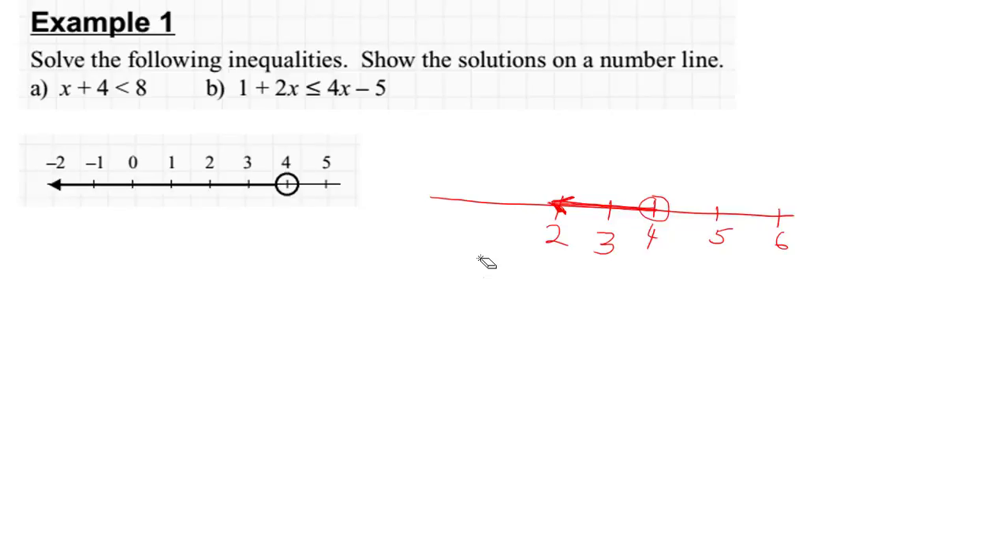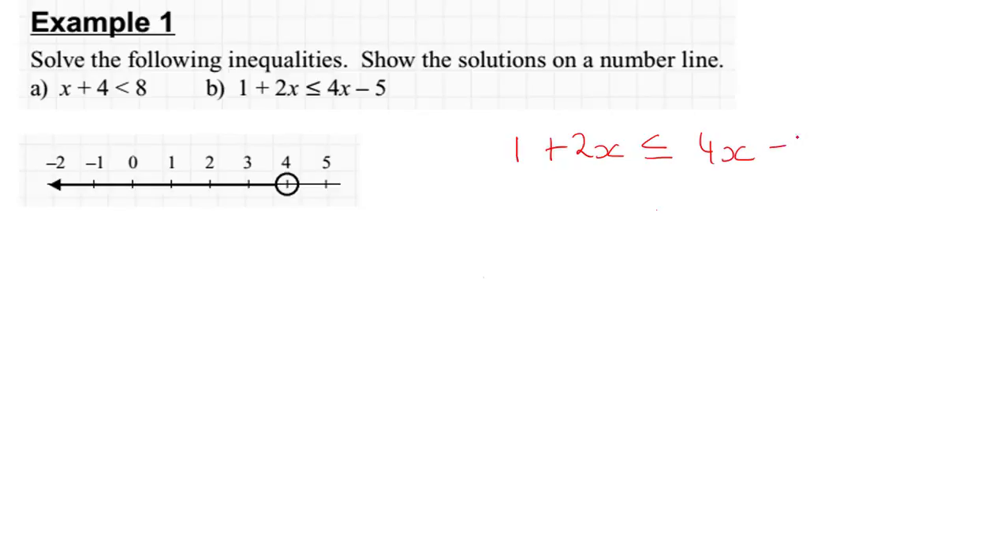basically try question B. We're just going to try question B now. Again, it's just solving this as you normally do algebra. You don't need to worry about the sign, you just keep it. So here I've got 1 plus 2x is less than or equal to 4x minus 5.